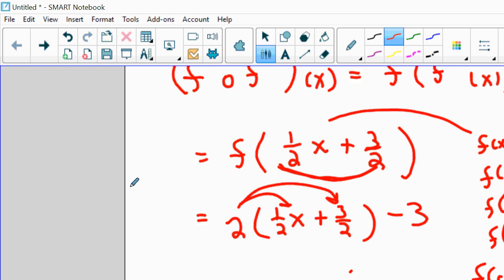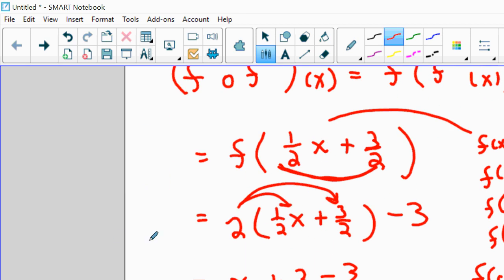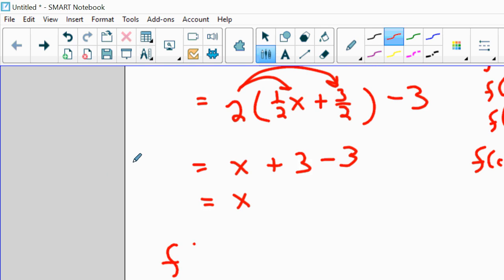And if you distribute the 2, plus 3 minus 3, you get x. So I did all that work for nothing because inverses annihilate each other. And if f composed with f inverse equals x, you know f inverse composed with f of x equals x. Once again, inverses annihilate each other.